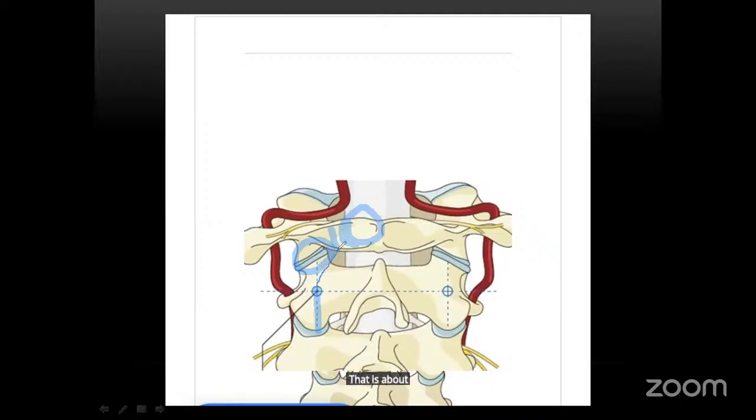We have to change the direction. The direction will be changed by about 30 to 45 degrees. Then we can go up to here. This will be our direction. Got it? 35 to 45 degrees will be there towards the pedicle. Am I clear?